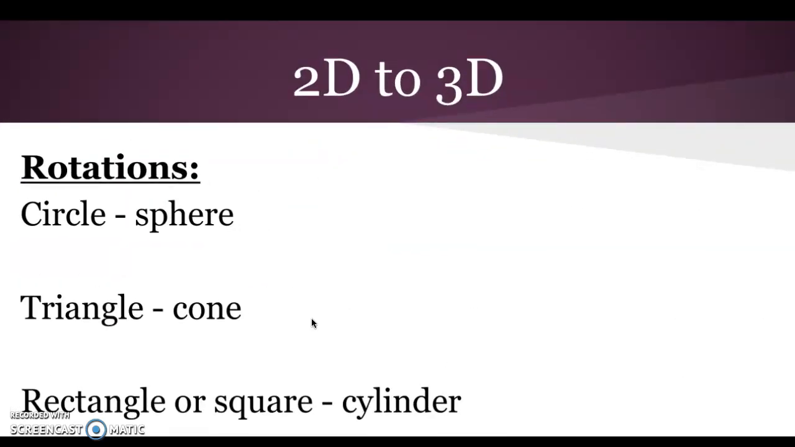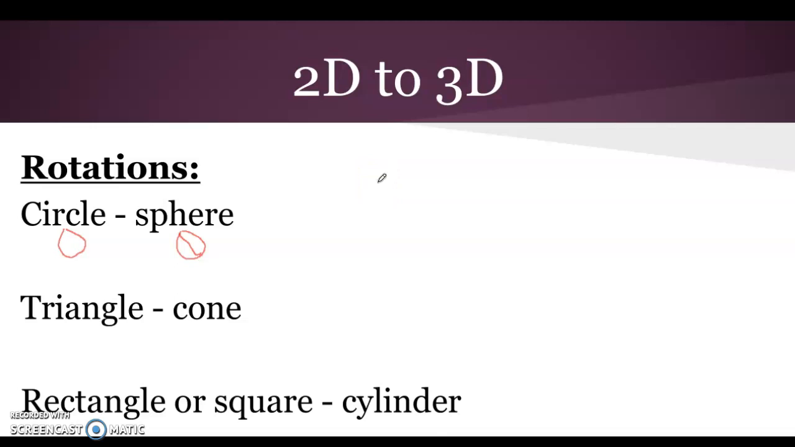Here are some key sets of information that we need to remember. When I take a circle and I rotate it, I get a sphere. A sphere looks something like a globe. You'll be able to see it. I can't draw, so let's not even bother.